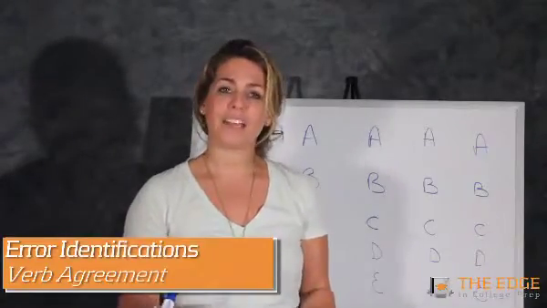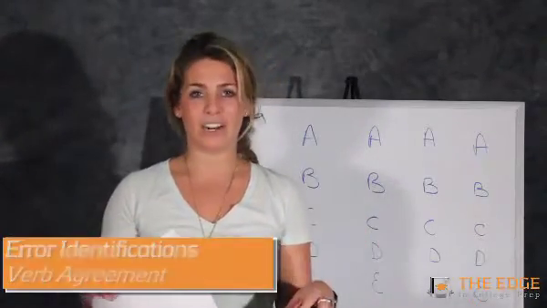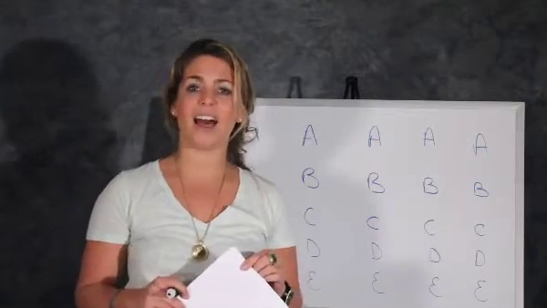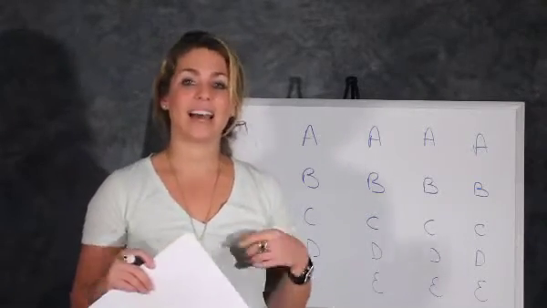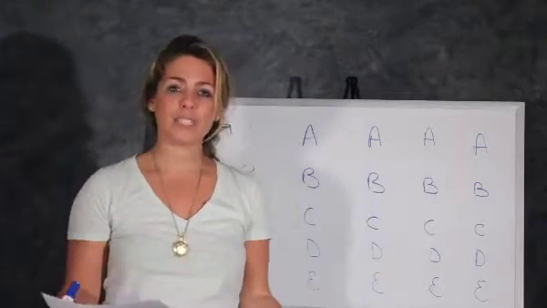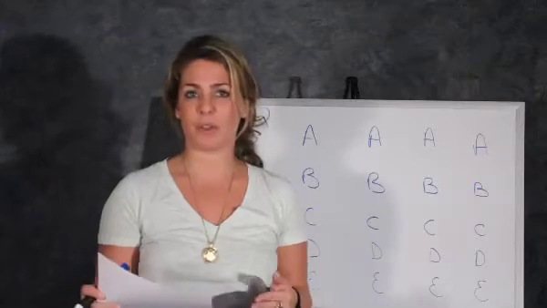So now we're going to move on to our fundamental errors. And the number one type of error that you're going to find on the SAT is a verb error. And there are two types of verb errors. The first type has to do with subject-verb agreement.